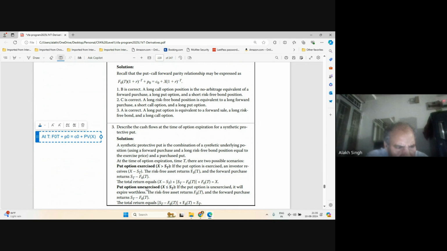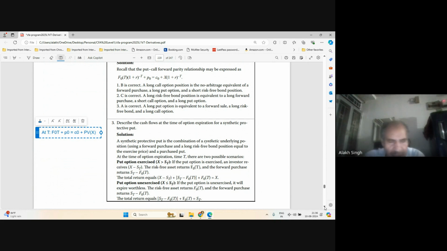When the put is unexercised, it expires, and the risk-free holder will get only F0T. So if it is not exercised, he will get only F0T. And if exercised, then he will get F0T plus X minus ST. So that is what it is.